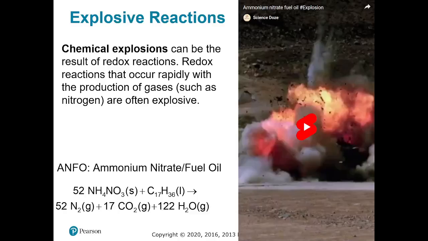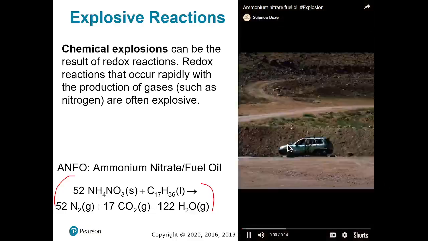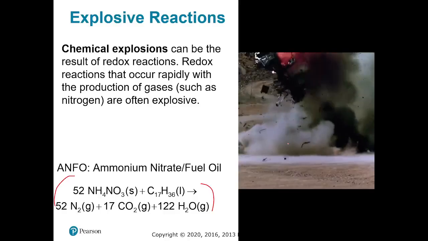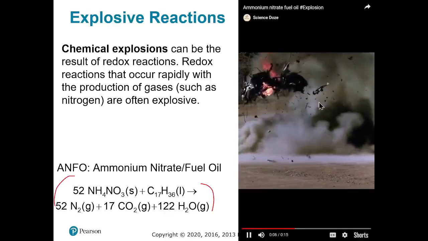And so this right here is ANFO. That's ammonium nitrate fuel oil. This is the reaction right here. And I have a little short that I'm going to show here, and hopefully the video works well. And that's ANFO, ammonium nitrate fuel oil.